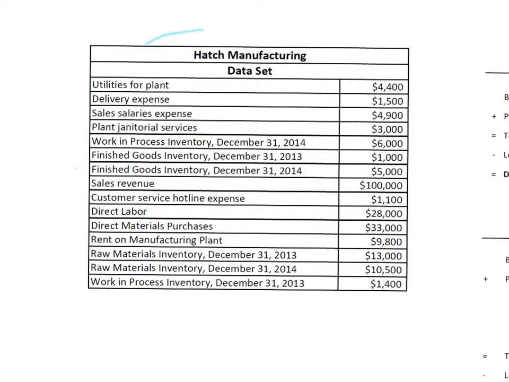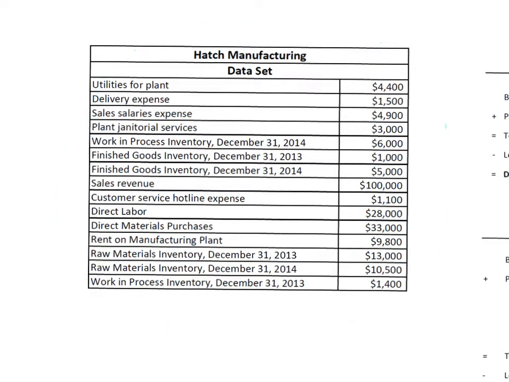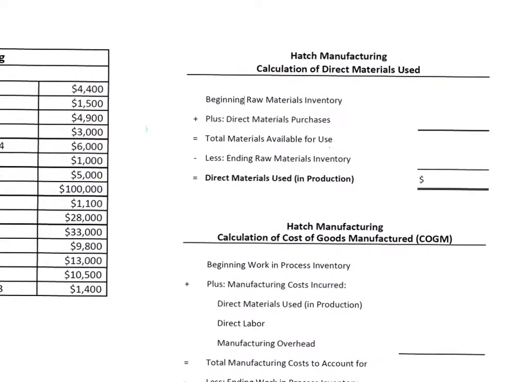We are going to use one set of data to create 3 different manufacturing schedules. Let's get started with our first schedule, which is the calculation of direct materials used. I can see right away here that in order to calculate direct materials used, I need these 4 items of information here. This one I'm going to calculate, which means I need to find these 3 items over on my data set. So let's go over to the data set and find these 3 items that I just starred.